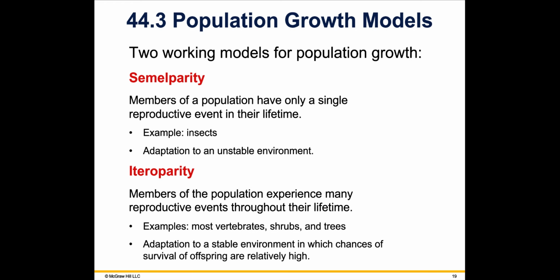Then there's iteroparity, which is members of a population can have many reproductive events in their lifetime. That's most animals with backbones. That does include humans. There are also a lot of plants, shrubs, and trees that follow this iteroparity. And that's an adaptation to a more stable environment, because you're tending to give a lot of care to those young. You're hoping that your offspring survive, and that they're able to then reproduce successfully.